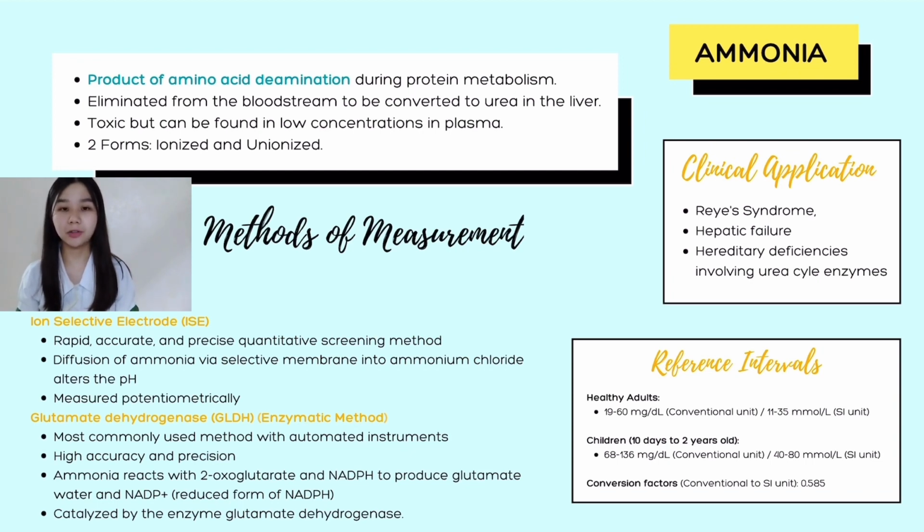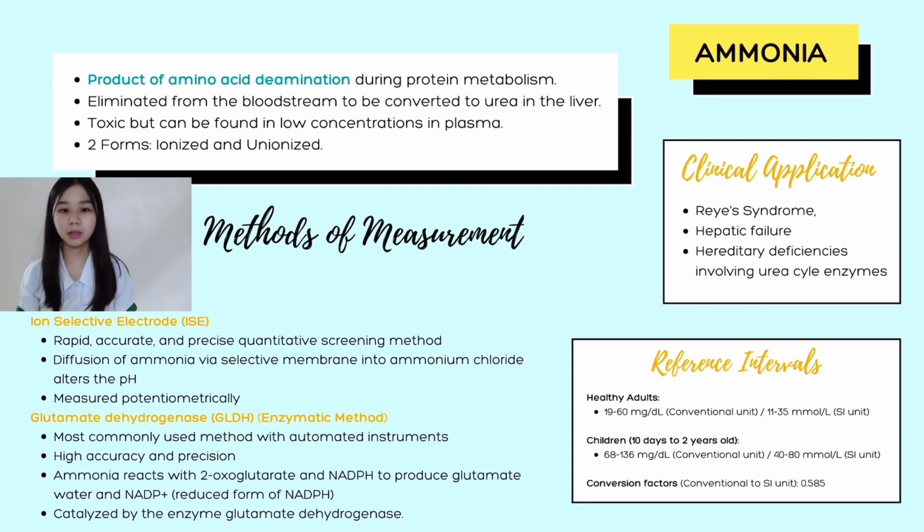First one is the ion selective electrode or ISE. It is a rapid, accurate, and precise quantitative screening method of measuring ammonia. The next is glutamate dehydrogenase. It is an enzymatic method. It is considered the most commonly used method with automated instruments due to its high accuracy and precision. In this method, the ammonia reacts with 2-oxoglutarate and NADPH to produce glutamate, water, and NADP, the oxidized form of NADPH. The reaction is catalyzed by the enzyme glutamate dehydrogenase.